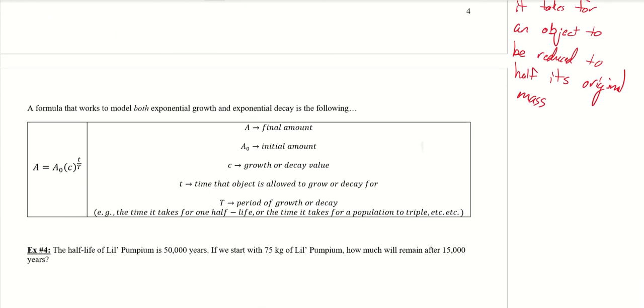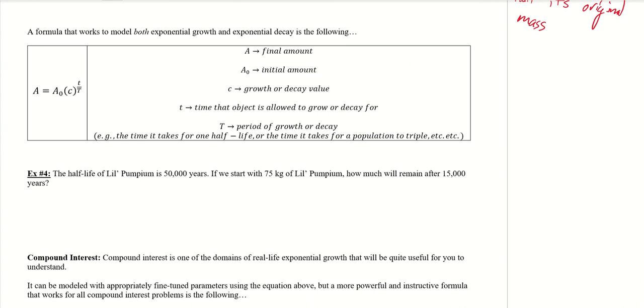Okay, so that's what half-life is in a nutshell. Now, we're going to look in the next video at a formula that works to model both exponential growth and exponential decay, and we will apply it to an exponential decay problem for the half-life of some strange new substance.